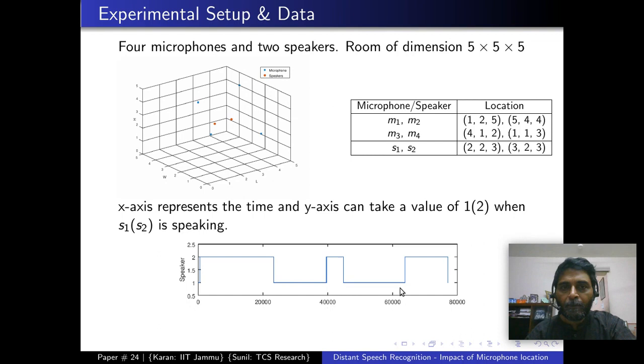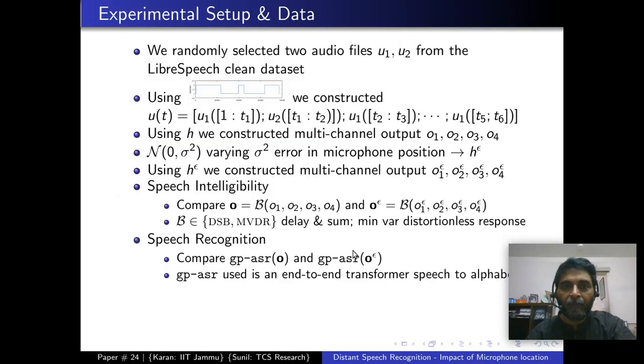For the experimental setup and data, the microphone positions are as given here, in a room of dimension 5 by 5 by 5. There are two speakers which are assumed. The lower graph tells you the instance when one of the speakers is speaking. So when you see a 2 here, only user 2 is speaking, and when you see a 1 here, user 1 is speaking. In our case, the first part is where only user 1 is speaking, and the second part is where user 2 is speaking, and so on.